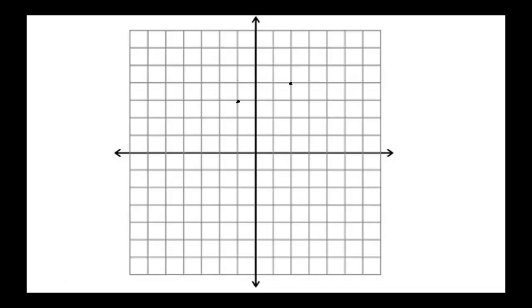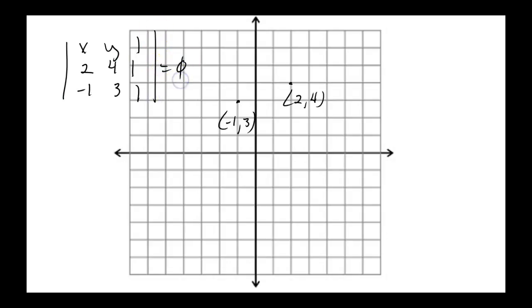Okay, what we just saw was the determinant of x, y, 1. Let me go and plot these. This is 2, 4, and negative 1, 3. That would be 2, 4, 1, negative 1, 3, 1, and set that equal to 0. We've got to go with the 1s here, because with the x, y in there, it doesn't do you a lot of good.